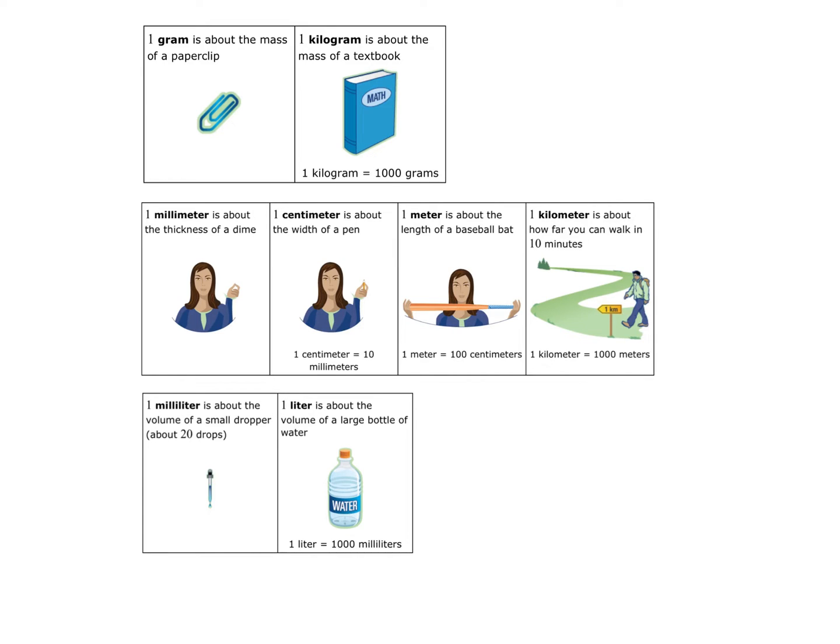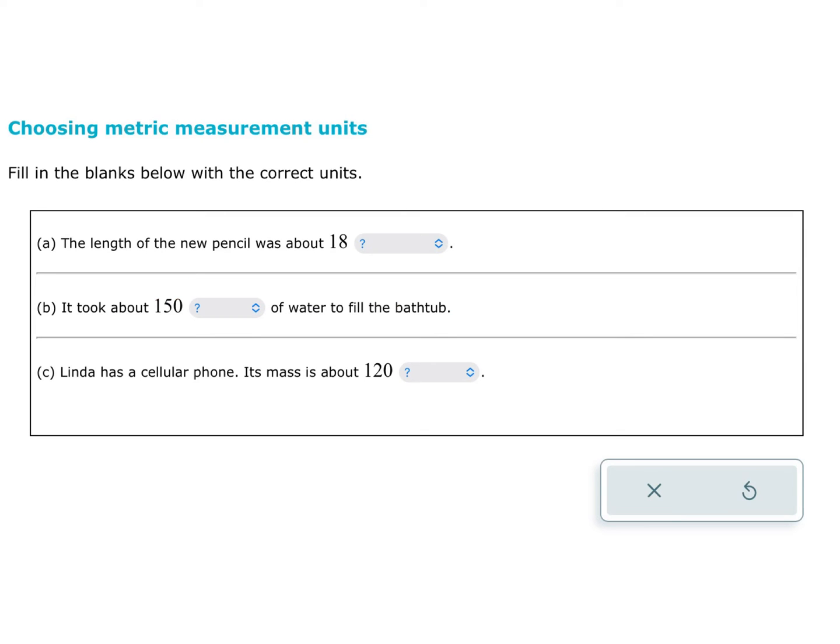At the bottom, we have metric volume, which is how much space something takes up, and a milliliter is about 20 drops of water, and a liter is the volume of a large bottle of water. A liter is 1,000 milliliters. Using that information, let's look at some examples of choosing the correct units.